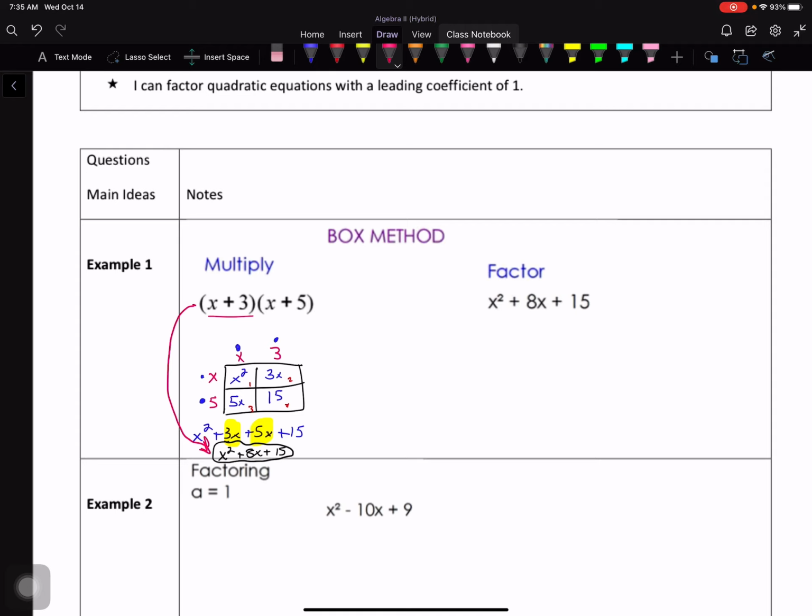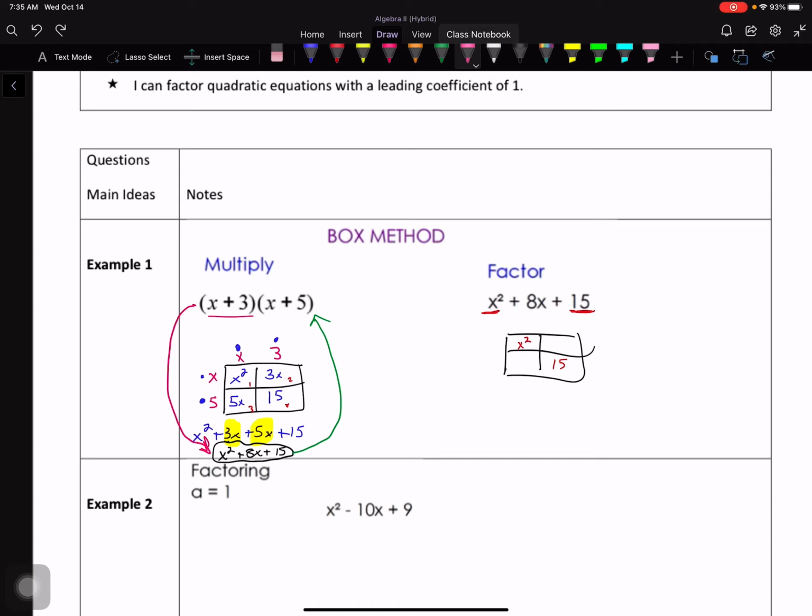Now we're going to go in reverse. We're going to start with a trinomial and work back to binomials. We're going to use the box to stay consistent here. Here's the setup. We take our first term, our a term, and put it in the first box. Our last term, 15, goes in the last box. Now the problem is we have one number left and two boxes to fill.